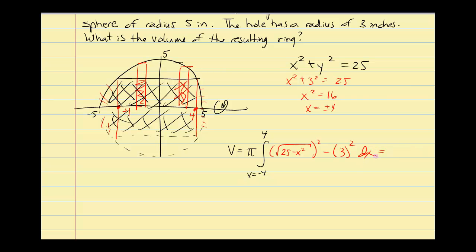Now once you run through this one, and again you can integrate this one by hand as well, you don't need Maple or Wolfram Alpha to help you out here. You should be able to do this one. You get 256 pi over 3 inches cubed is the resulting volume.